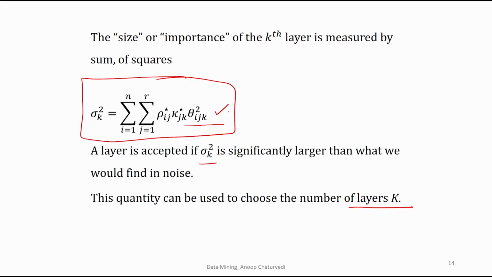Say we choose a layer, or we accept a layer, if this sigma square k is significantly larger than the noise variance, and otherwise we don't choose this layer. We use this particular phenomenon for choosing different layers and finally for choosing the total number of layers, capital K.